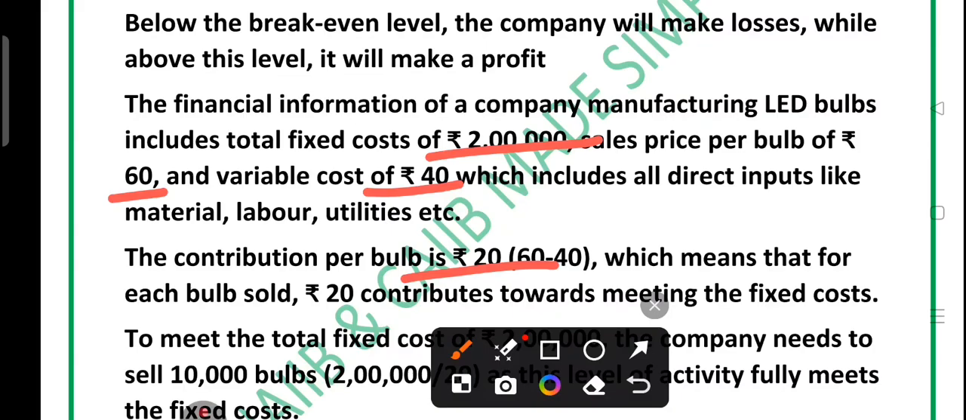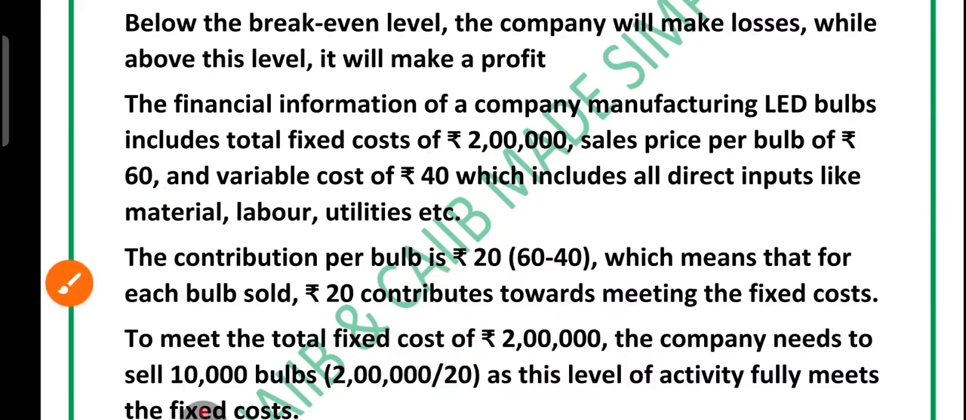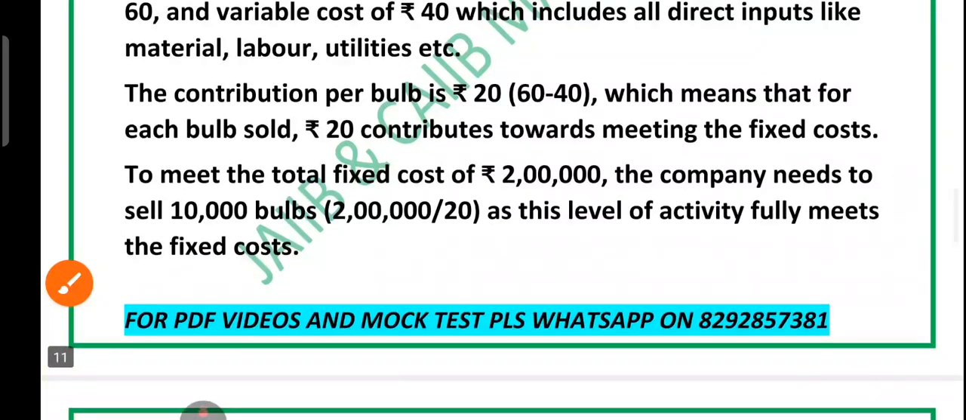What is the total fixed cost? 2 lakh rupees. So 2 lakh divided by 20 will give you 10,000, right? So you need to sell 10,000 bulbs, after which you will start making a profit. To recover the 2 lakh using 20 rupees per bulb, the company must sell 10,000 bulbs to break even. So that is one way to do it, just apply the formula.